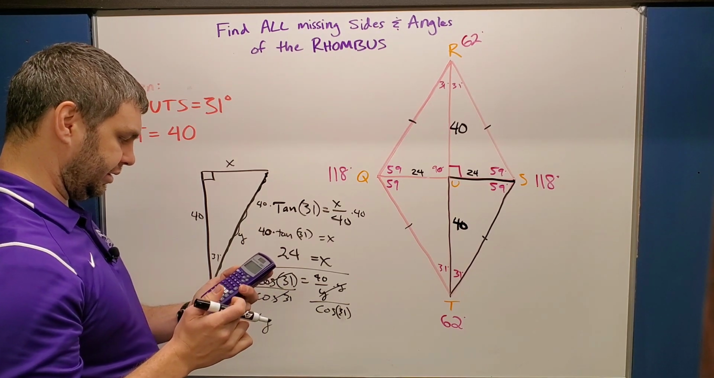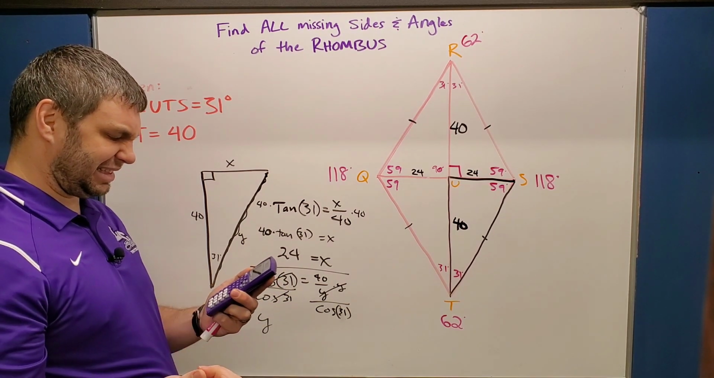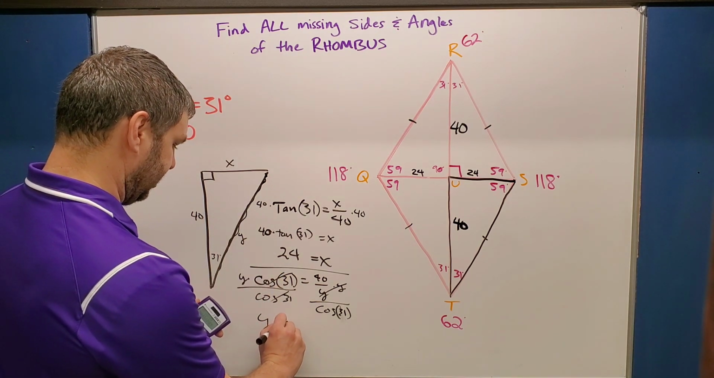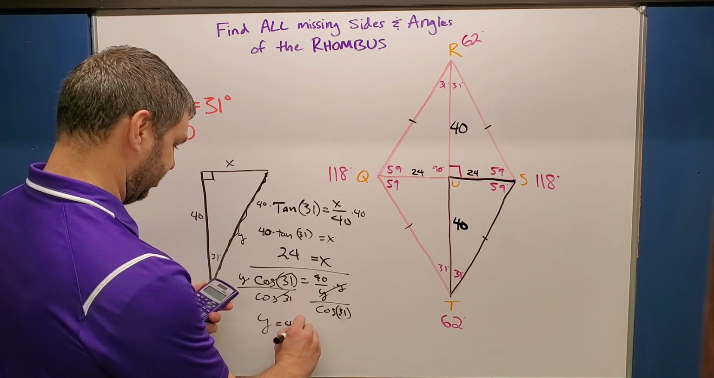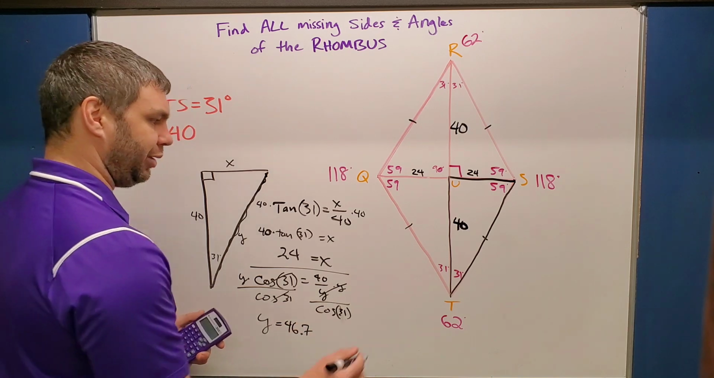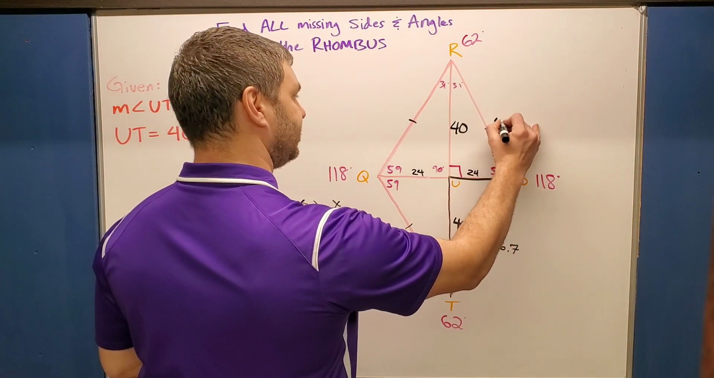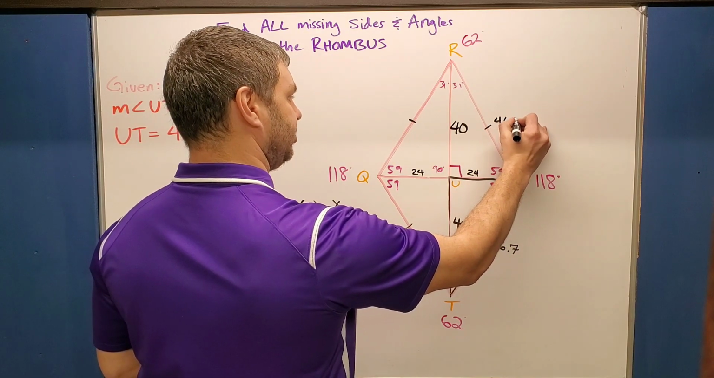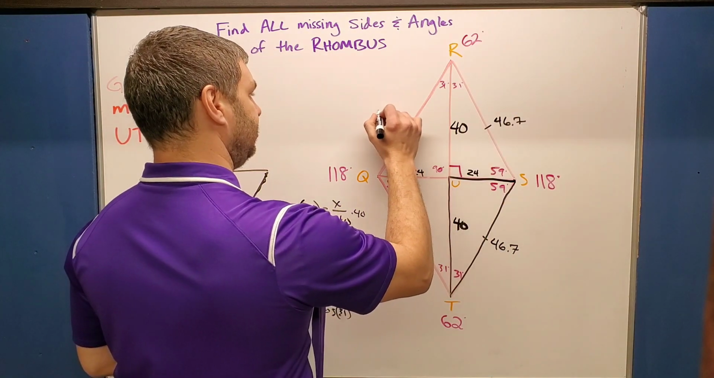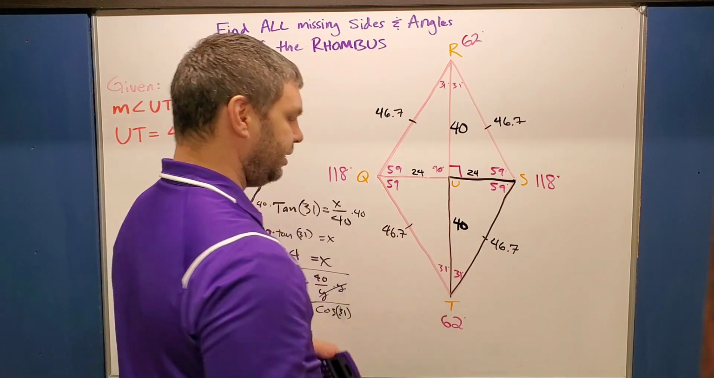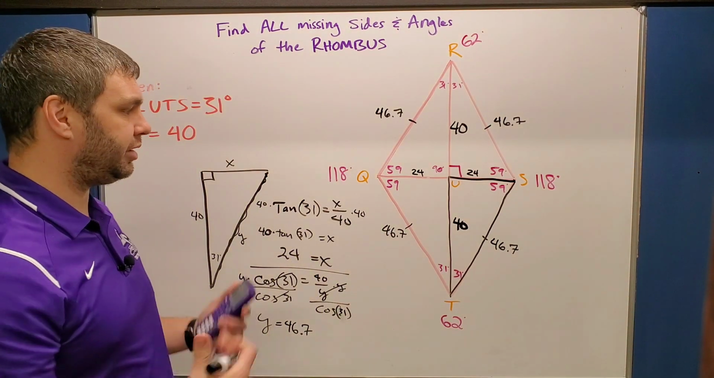And that is 46.66. So if I round it up, I'm going to say this is 46.7. So again, this is rounded just a little bit, 46.7. And that means that all the sides, since this is a rhombus, are also going to be 46.7. All right, so if you wanted to, you could figure out the perimeter.